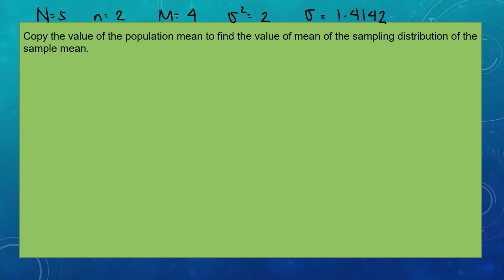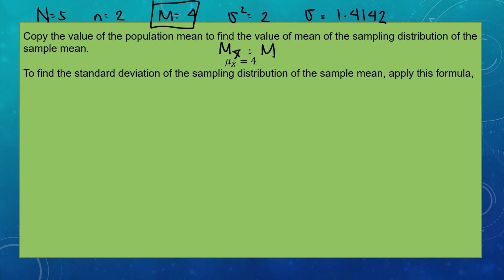Now, to find the mean of the sampling distribution of the sample mean, we need to copy the value of the population mean. That is the first property of our central limit theorem. If we rewrite that, it will be mu sub x bar is just equal to mu. Since mu sub x bar is equal to mu, and mu is equal to 4 based on our computation, therefore we can say that mu sub x bar is equal to 4. We just simply copy the value of the population mean. Now, we already have the mean of the sampling distribution of the sample mean.